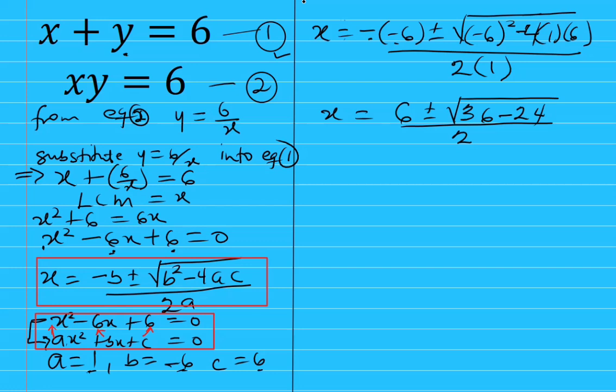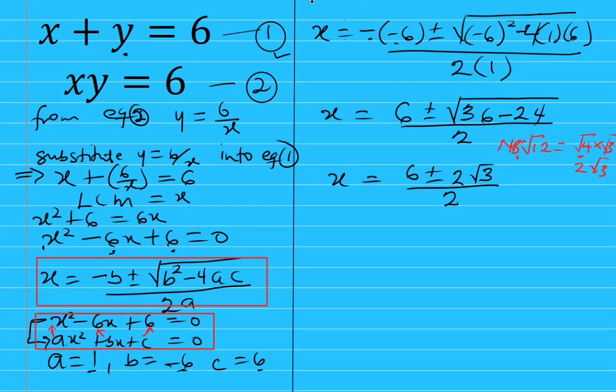And root 12 could be simplified. 6 plus or minus root 12 is the same as 2 root 3, and then we divide this by 2. In case you are wondering why root 12 is the same as 2 root 3, remember root 12 is the same as root 4 times root 3. Okay, and then root 4 is the same as 2. All right, so take note of that. That is where we are getting our distance from.